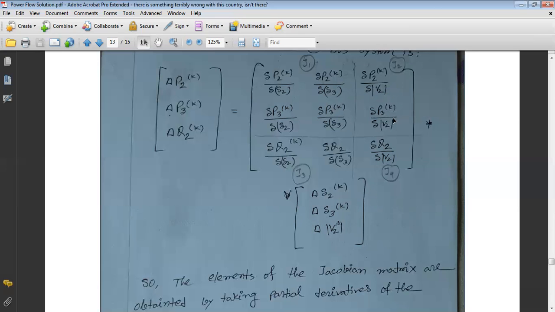This is the second row of this Jacobian, and this row is for power P3. So the first element, P3, should be partially differentiated by del 2, then P3 by del 3, and P3 by V2. And finally, this is the row for reactive power Q2: Q2 partially differentiated by del 2, Q2 by del 3, and Q2 by V2. So this is how we can formulate the Jacobian using the Newton-Raphson method.